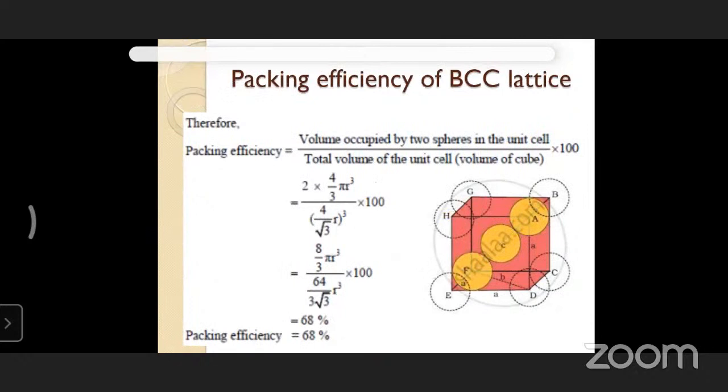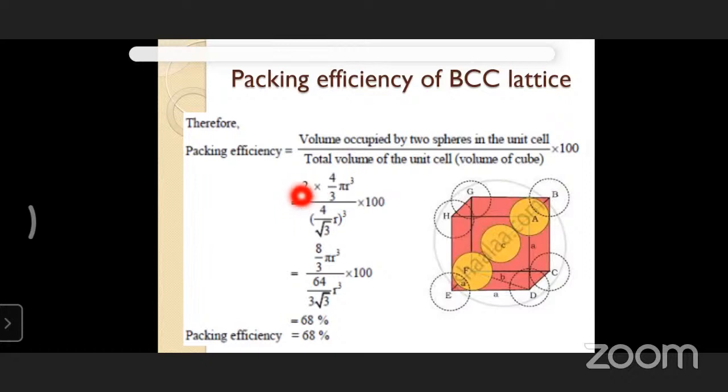And in the second case, we have taken the volume occupied by 2 spheres in the unit cell, 2 into 4/3 pi r cube. Why has he taken 2? Already we know that in the BCC lattice, how many atoms may exist? At the body center, one atom will be there. At the corners, 1/8 part of each atom is contributing to the unit cell. Because of that reason, we are going to get 1. So the total atoms present in the BCC, already we have discussed, will be 2.